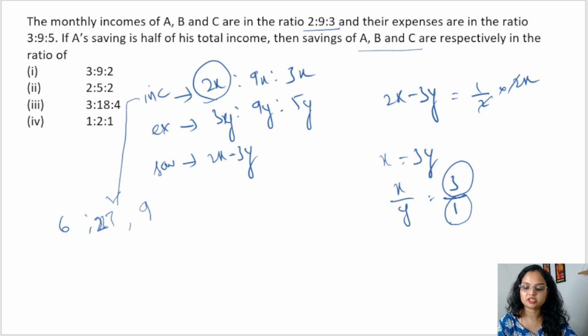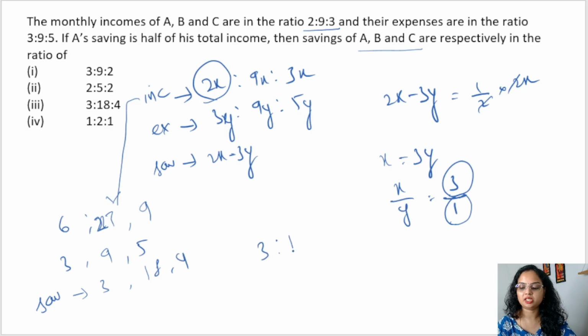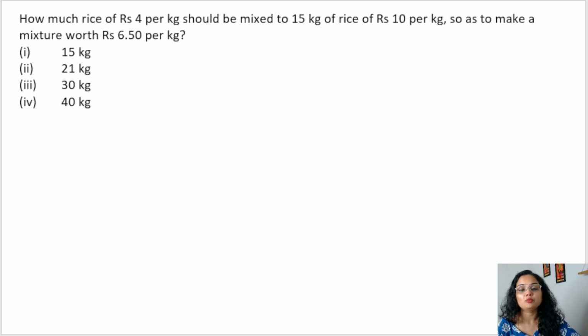What is the ratio of expenditure? It is 3 and 9 and 5. So what are the savings here? 6 minus 3 it is 3. 27 minus 9 it is 18. 9 minus 5 it is 4. And the ratio is given as 3 is to 18 is to 4. Third option.